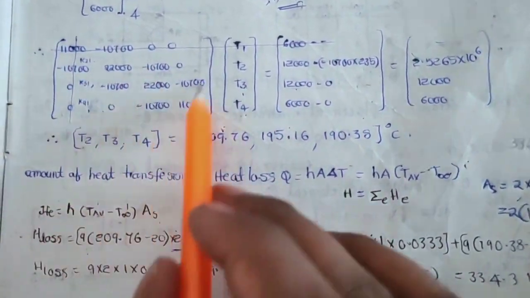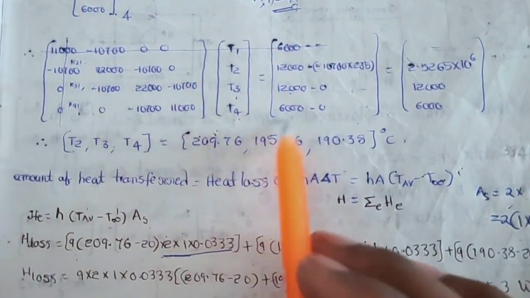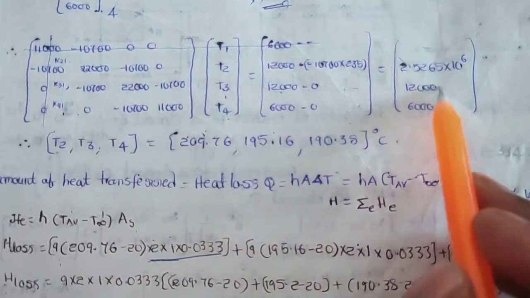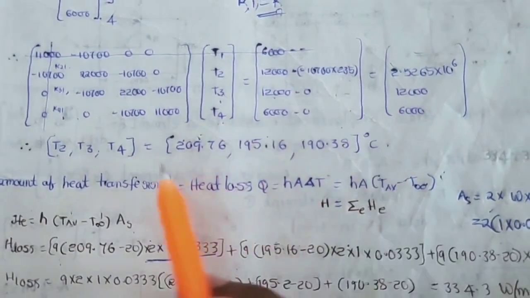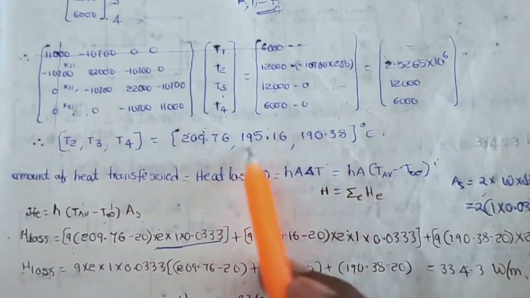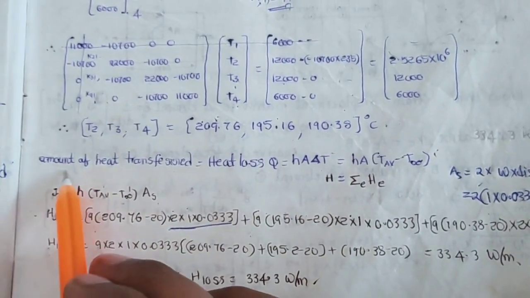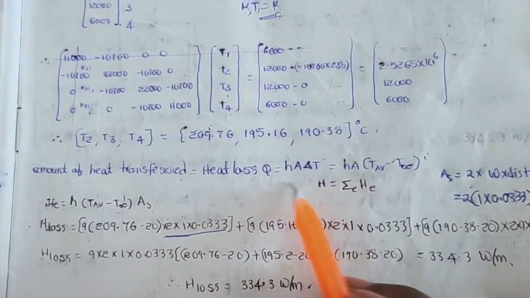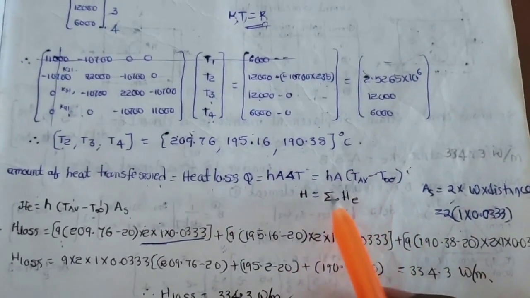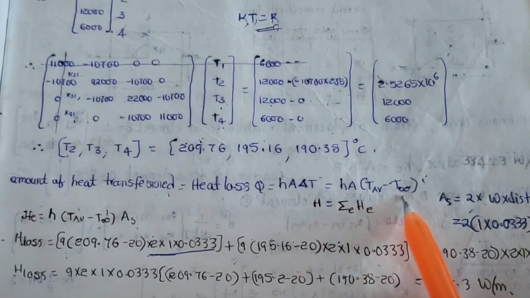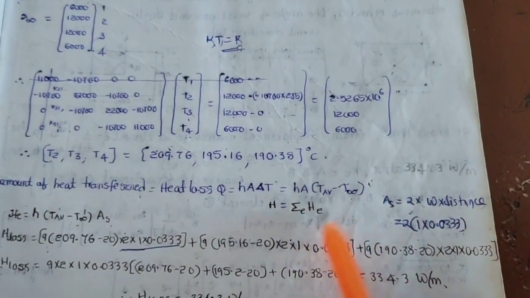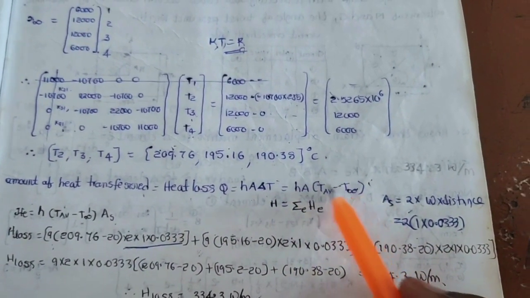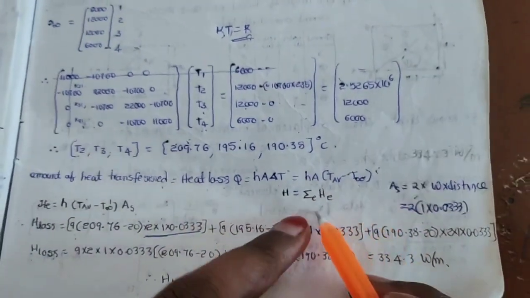Now you have only 3 by 3. You can solve T2, T3, T4 by using the calculator. T2, T3, T4. This is the equation. But it's asking one more thing, the amount of heat transport. That means how much heat is lost. The formula is H A delta T, that means H A times T average minus T infinity. But here you have to find out for all individual elements, that is the sigma of the combination of HA.